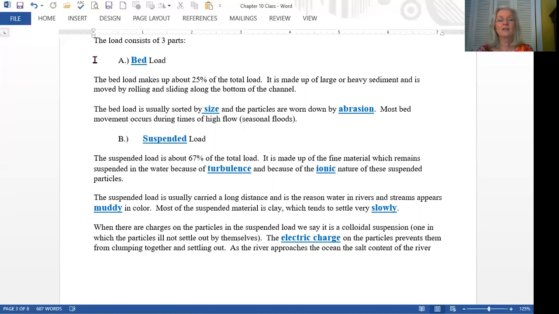The lighter material will travel farther downstream, and it will eventually settle out on top of heavier material. The material in the river is also broken down or worn down by abrasion, and we've talked about this before. River rocks tend to be more rounded, they're softer in appearance, they don't have sharp edges on them. The longer a rock is in the water, the more well-rounded it's going to be.